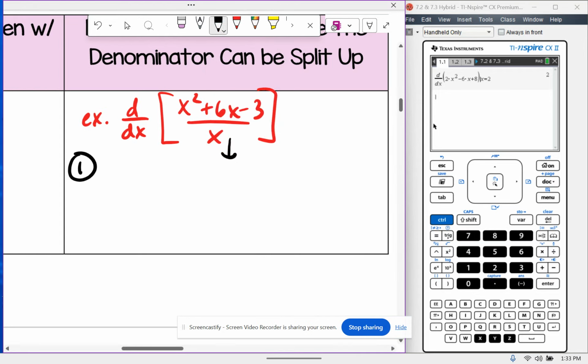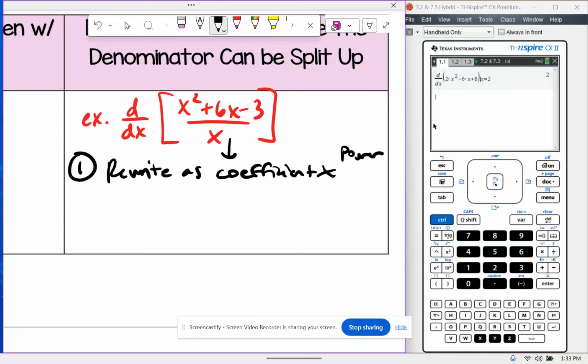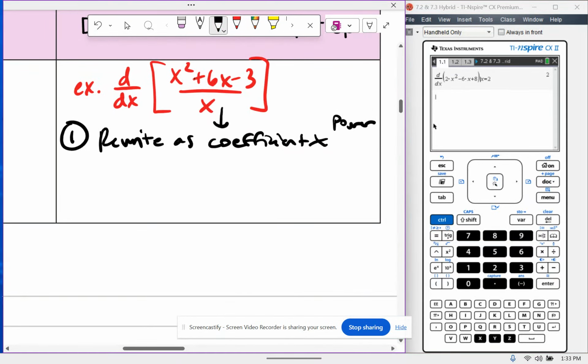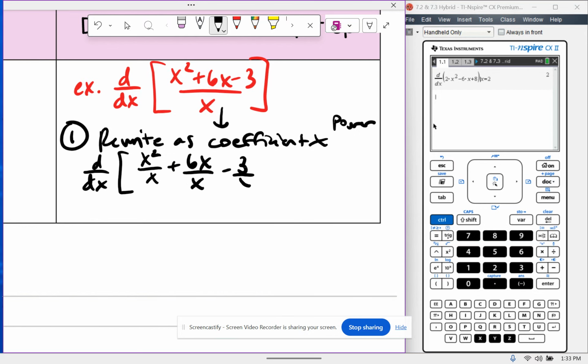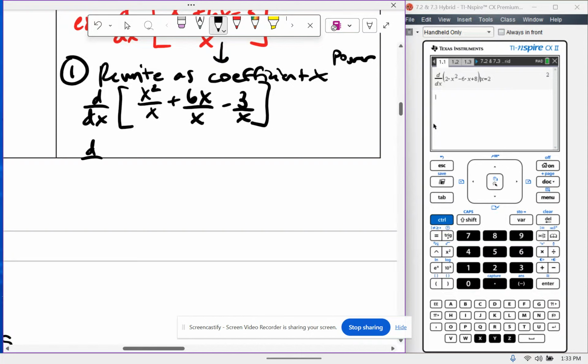So step 1 is going to be the same as those other 2 step 1s. You're going to try to rewrite everything as coefficient times x to a power, okay? So let's rewrite that. And the way we do that is you're going to split this all up. So I've got the derivative of x squared over x plus 6x over x minus 3 over x. Now you're going to want to try to simplify before you take the derivative of it, right? X squared over x will reduce to x, 6x over x will reduce to 6, and then negative 3x to the negative first will be written like that.